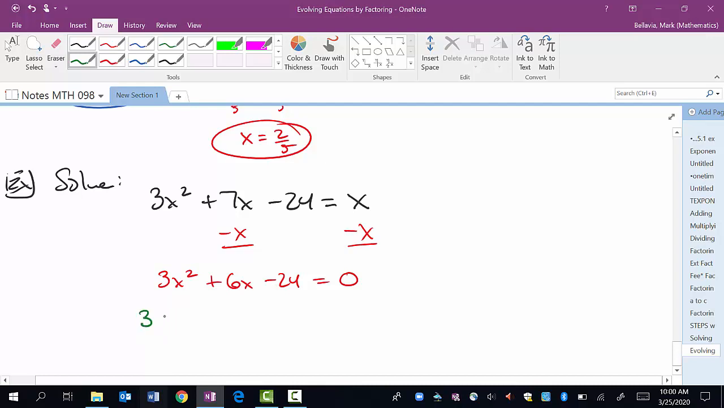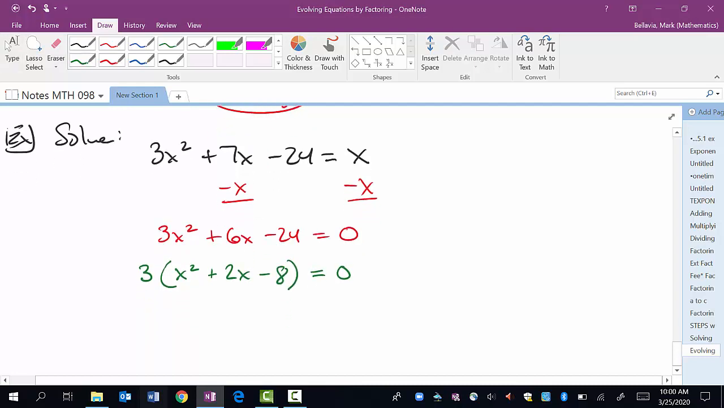Remember how it works. When you take out a greatest common factor, you factor it to the front, and then you want to factor it from each term. So 3x squared taking out the 3 gives you x squared, plus 6x taking out the 3 gives you plus 2x. Negative 24 factoring out 3 gives you negative 8. Close that parenthesis off, equals 0.